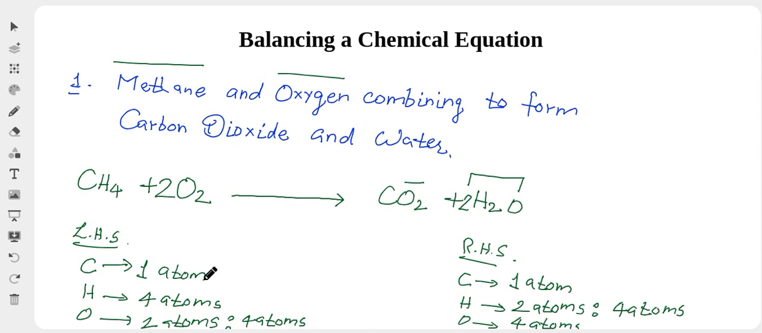You can see very well that all the elements and their atoms have been balanced. Look here, carbon has 1 atom on the RHS and LHS. On the LHS we have 4 atoms of hydrogen, and here we also have 4 atoms of hydrogen, which we balanced later. Here we have 4 atoms of oxygen, and here we still have 4 atoms of oxygen. Which means the number of atoms on both sides of the equation are balanced, and this makes it a balanced chemical equation.